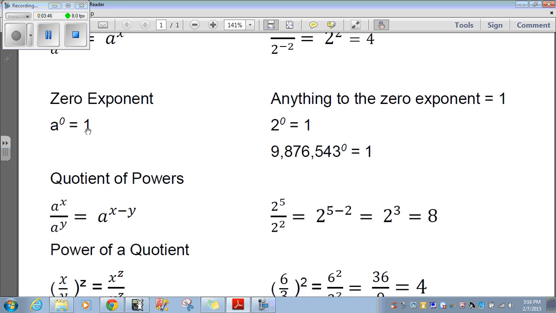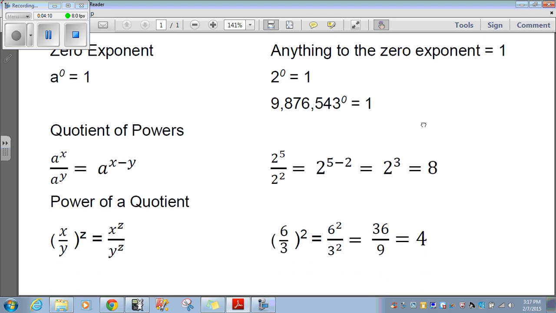Now, anything to a zero exponent is equal to 1. So whatever the base is, if it's to a zero exponent, it's 1. So if it was 2 to the 0, that's 1. If it was 9,876,543 to the 0, that's 1. Whatever number, whatever base it is, if it's to a zero exponent, it simply equals 1. Let's move on. We have quotient of powers.